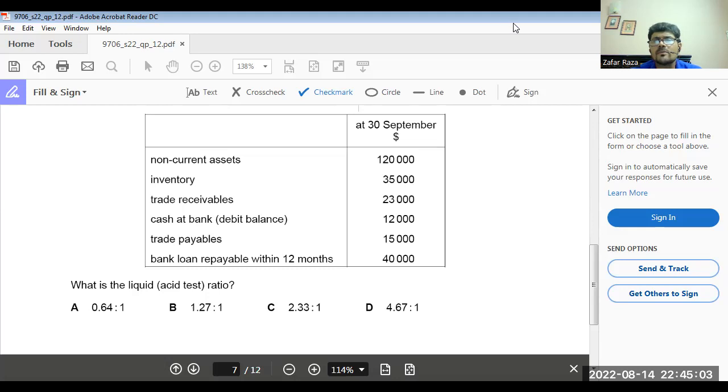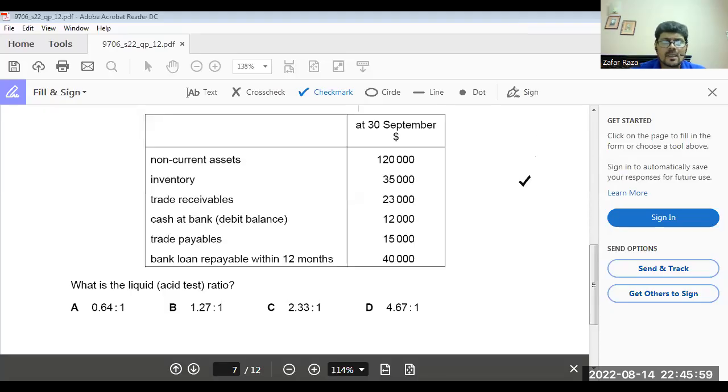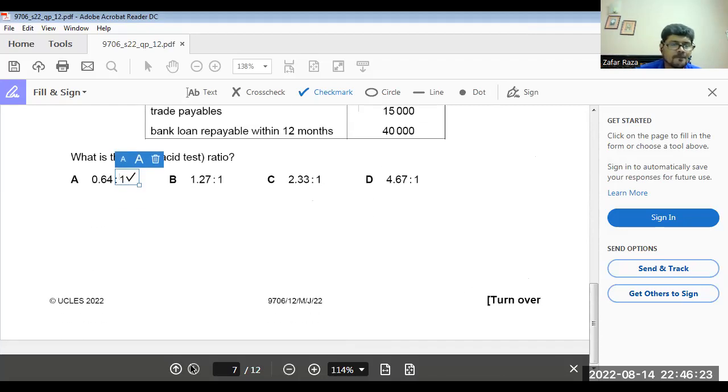Now what we have to do? So trade receivables 23,000 plus 12,000, 35,000 divided by the liabilities 15 and 40,000 means 55,000. 35,000 divided by 55,000. The answer is 0.63, 0.64. It's the nearest.